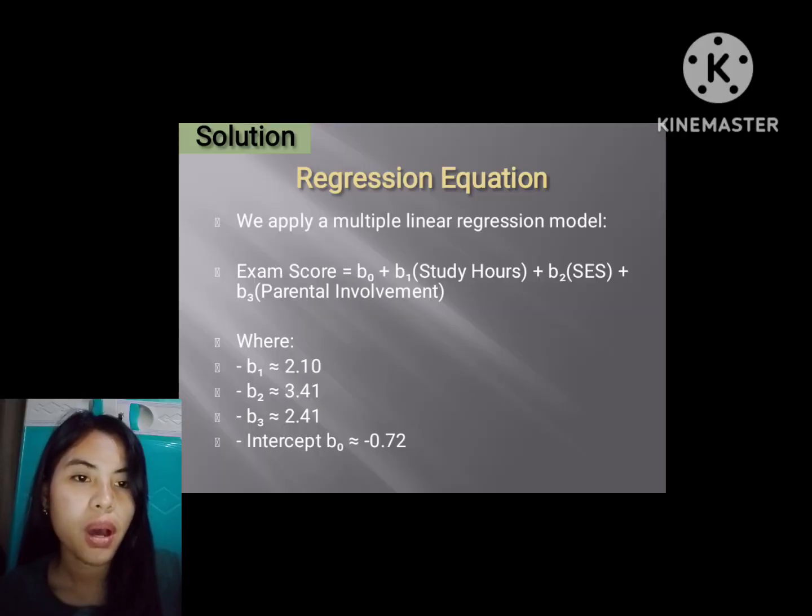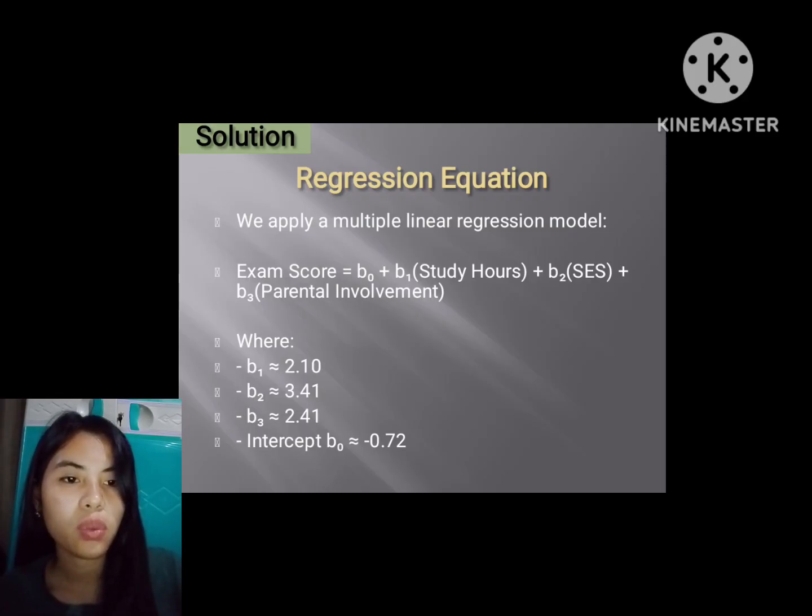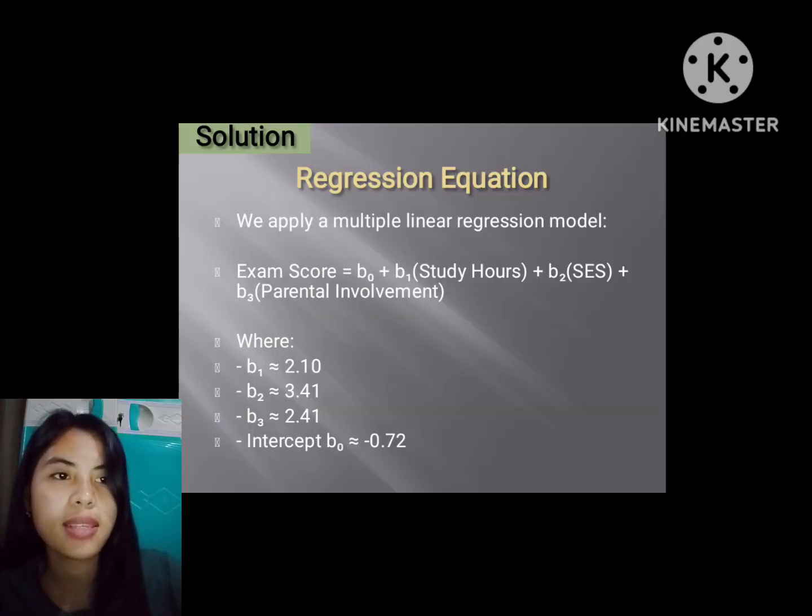B2 is about 3.41, so students from a higher socioeconomic background tend to score slightly better. B3 is about 2.41, showing that students with more involved parents also perform better. The intercept B0 is around 0.72, but since intercepts aren't always meaningful in educational data, we focus more on the predictors. So overall, each factor positively contributes to student success.